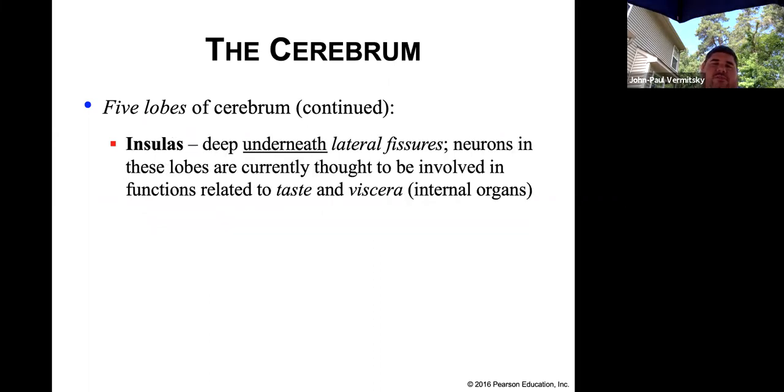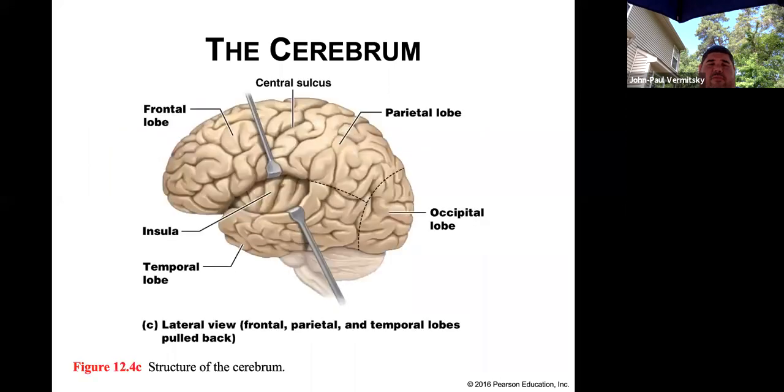The insulas, this is deep underneath the lateral fissures. Neurons in these lobes are currently thought to be involved in functions related to taste, as well as sensory information from the viscera, which is your internal organs. And here you can see the insula if you sort of remove the frontal and the parietal lobes here.